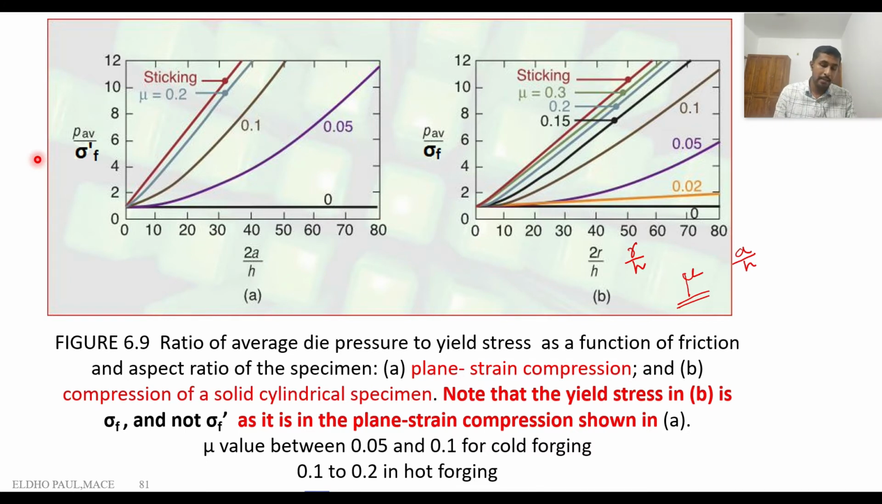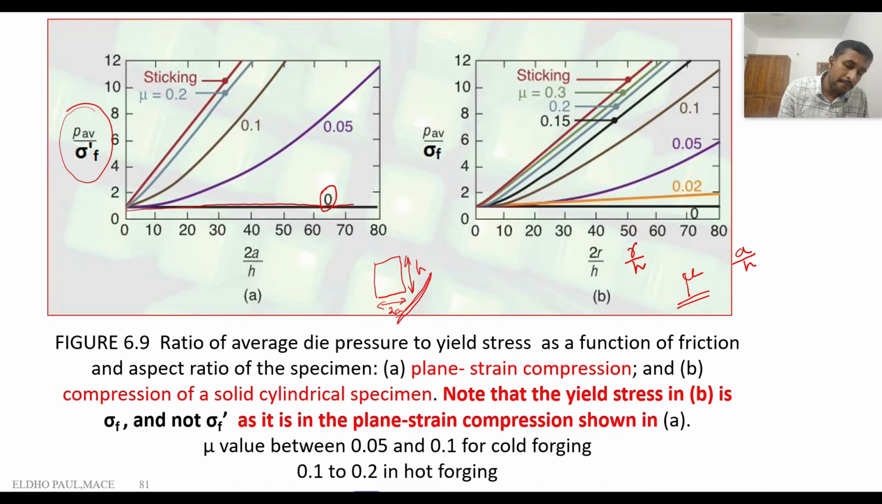So here we can see with respect to the variation of A by S ratio, that is A by S means this, for a rectangular workpiece, this is 2A, this is height H. Okay, so this is the aspect ratio A by S, and with respect to mu, we can see the variation of pressure by sigma dash. So when mu is equal to 0, that means there is no friction between the workpiece and the die interface. We can see for any A by S ratio, we can choose any A by S ratio, there is no variation in the pressure. This is a constant horizontal line. There is no variation in the pressure average.